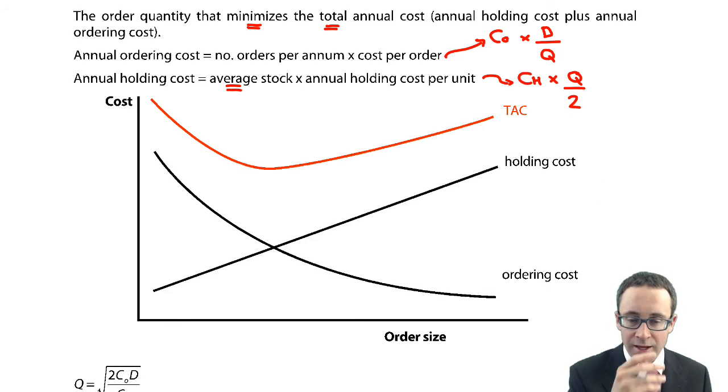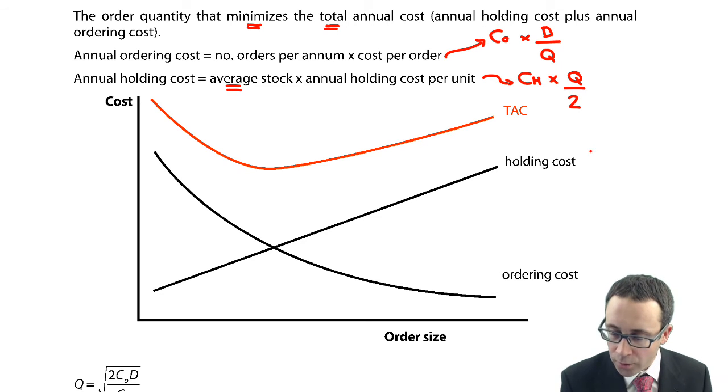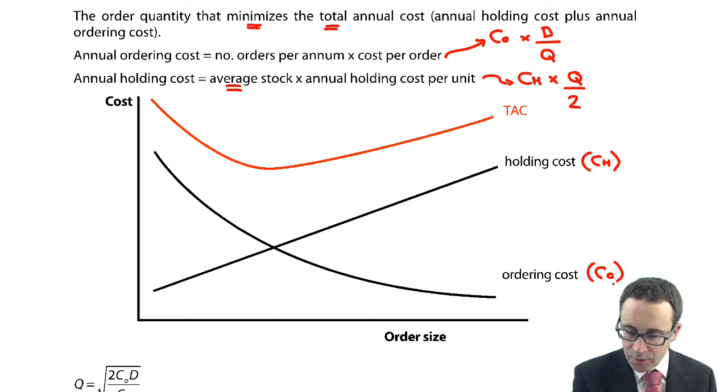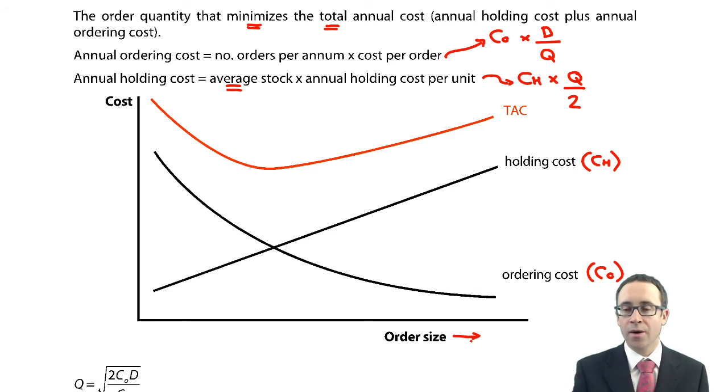And what you can see is that if we start looking at our holding cost, CH, and our ordering cost, CO, as we increase the order size, the quantity that we purchase on every single order, your holding costs steadily increase, but your ordering costs reduce, don't they, as we have fewer orders to make per annum if on every single order we buy more goods.